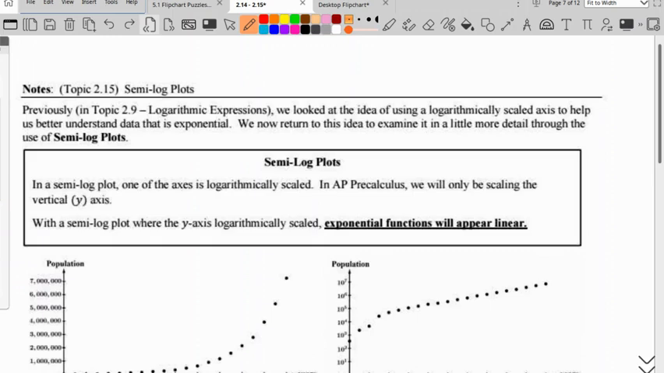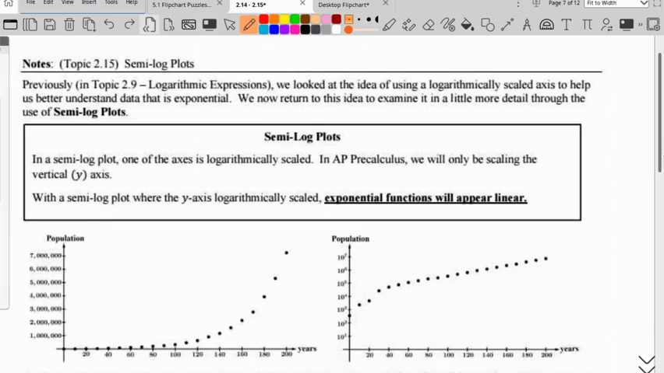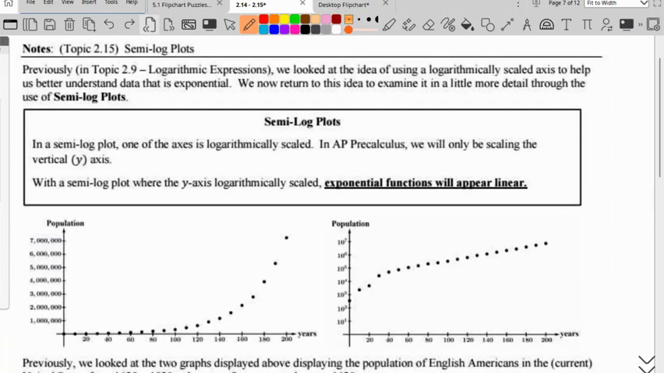Okay, previously in topic 2.9, logarithmic expressions, we looked at the idea of using a logarithmically scaled axis to help us better understand the data that is exponential. We now return to this idea to examine it in a little more detail through using our semi-log plot. So again, we're doing a recap. It says in a semi-log plot, only one of the axes is logarithmically scaled.